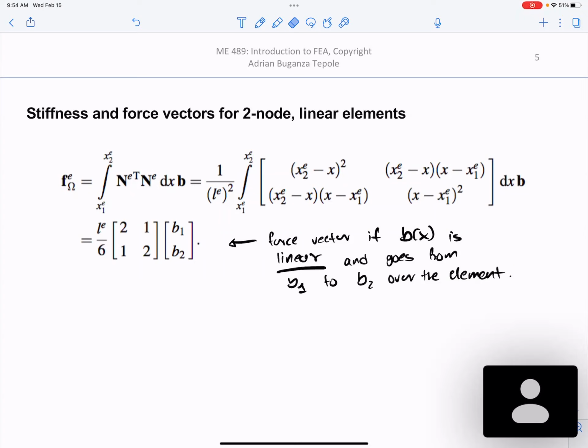So those are simpler to get. Obviously, the B, like I said, is not restricted to be constant or linear. The B could be anything. In most practical scenarios, you can assume that the B is either constant or linear. So typically, you really don't need to integrate the force vector for the linear element. You will just go with either this one or the constant one.